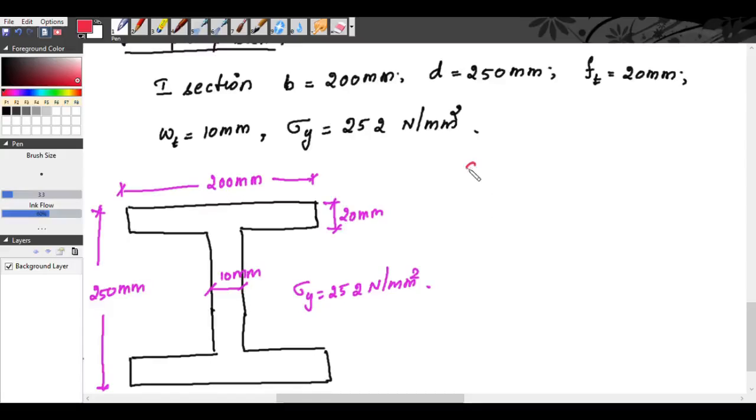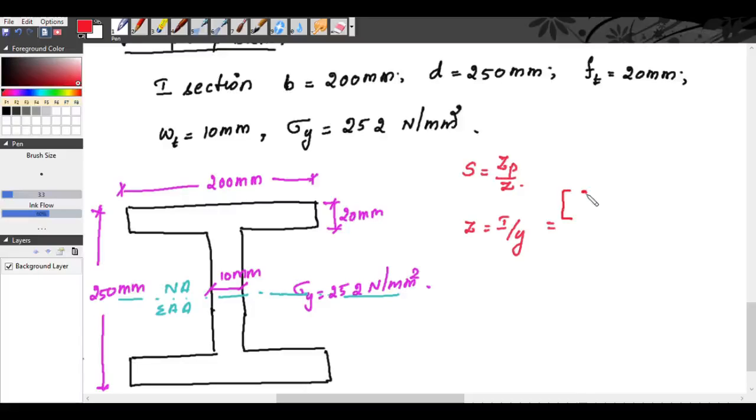Now we know shape factor S is equal to ZP by Z. And Z is equal to I by Y. Elastic section modulus is equal to I by Y. So how will we calculate I by Y? Here, this is a symmetric section, so your neutral axis and equal area axis remain the same. So how do we calculate the I? We know I for the rectangular section passing through the neutral axis is BD cube by 12.